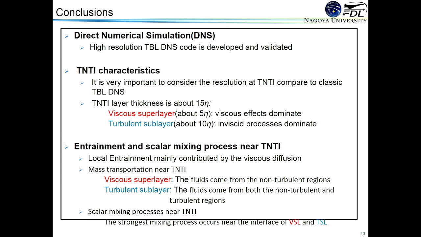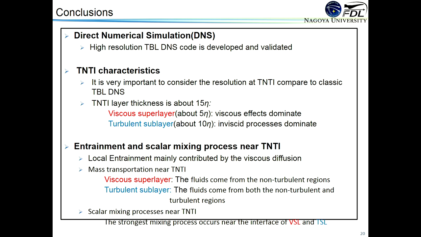So this is the conclusion of my research. At first, we performed the direct numerical simulation. The high resolution turbulent boundary layer DNS code is developed and validated. And we analyzed the statistical characteristics. From the result, we can say that it's very important to consider the resolution at the turbulent low turbulent interface compared to the classical turbulent DNS. And the turbulent layer thickness is about 5 eta, viscous superlayer about 4 eta, and the turbulent sublayer is about 10 eta.